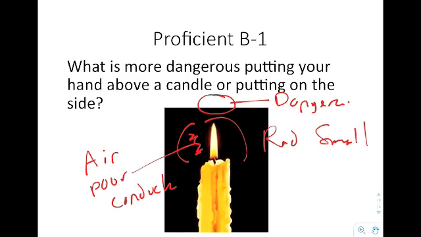But the biggest reason for the difference between the two is convection. The warm air rises, and then the cool air is going to be to the side of the candle. So as the warm air rises, you're going to have some cooler air fall down to the side. If you put your hand on the side, it's not going to be nearly as warm as if you put it directly above.